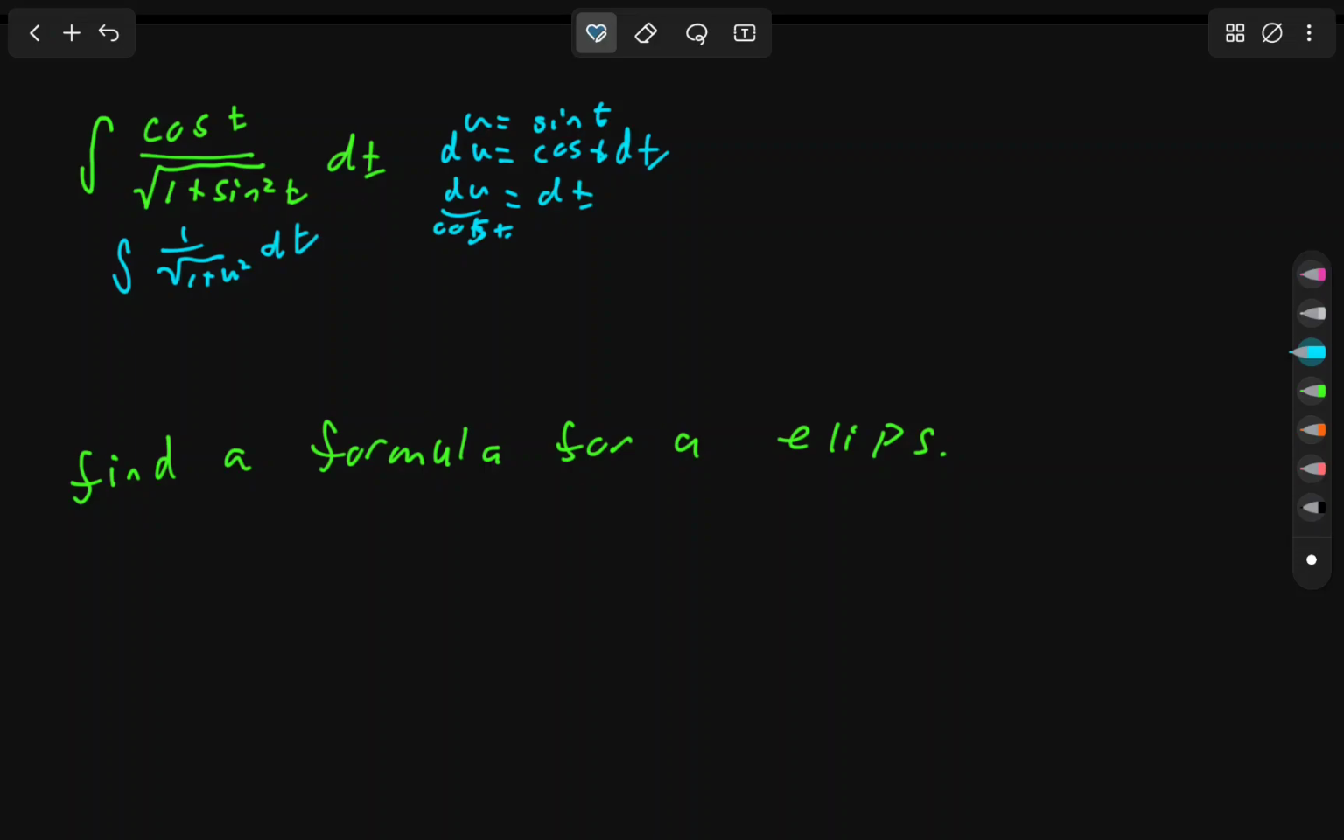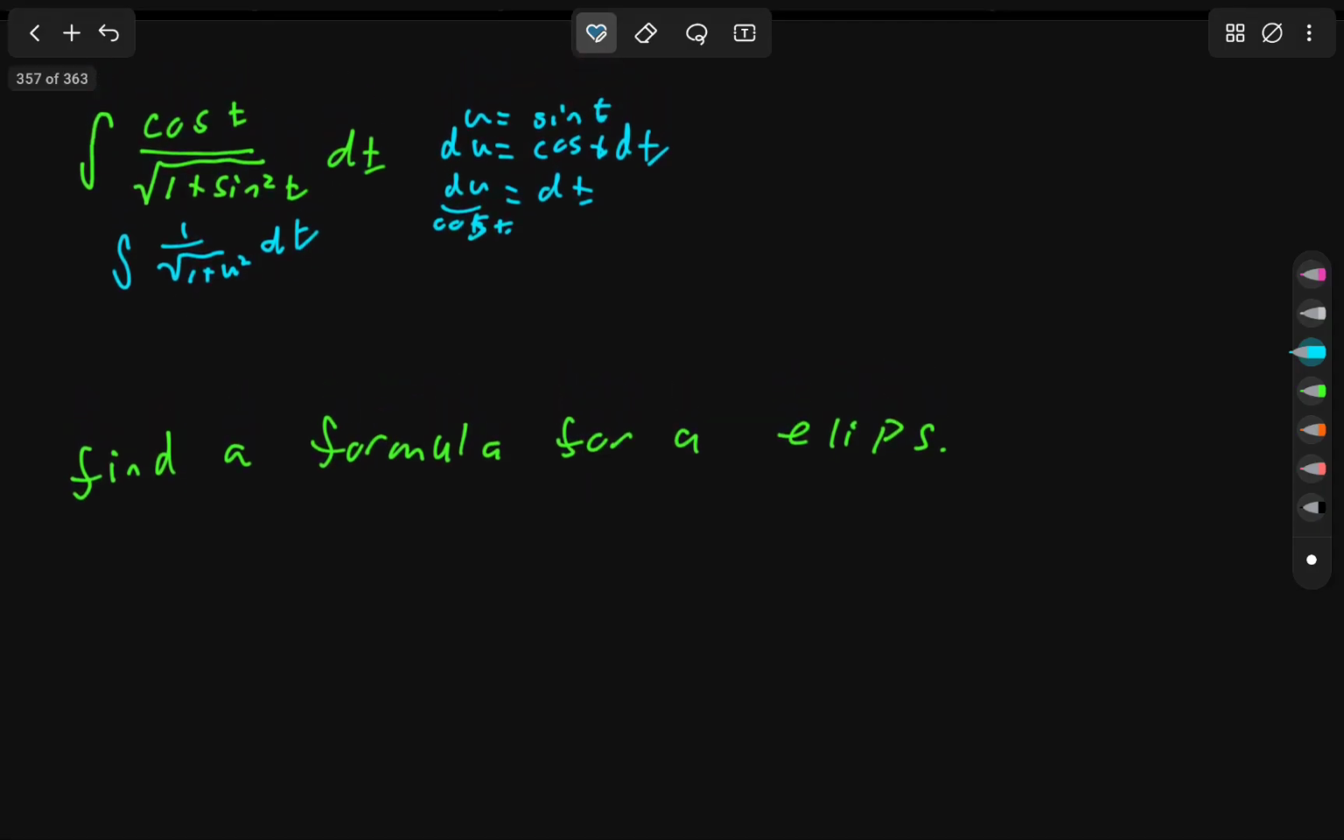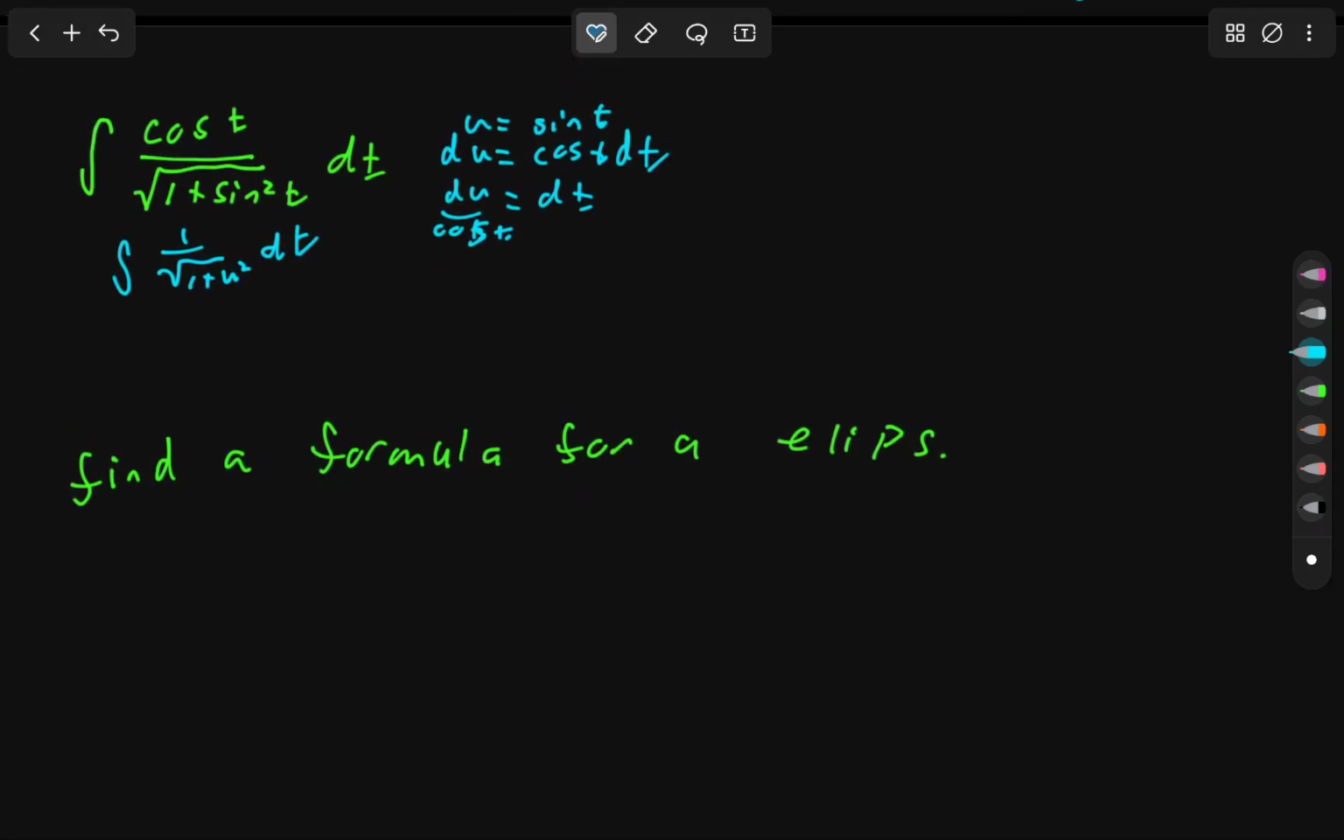Now this looks awfully similar to an inverse trig function, but sadly, it actually is not an inverse trig function. So we are going to use trig sub to solve it. We are going to say that u is going to be equal to tangent of theta. So then our du must be equal to secant squared of theta d theta.